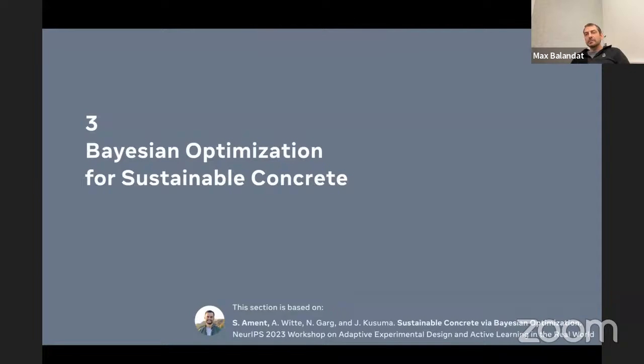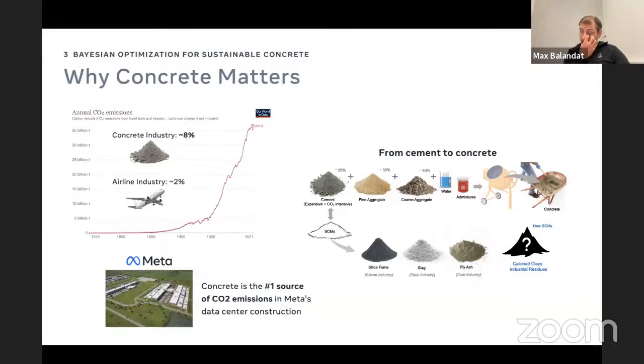Cool. All right, so let me get to the main part of the talk, and this is mostly based on work done by Sebastian Ament on my team. That was presented also last year at a workshop at NeurIPS.